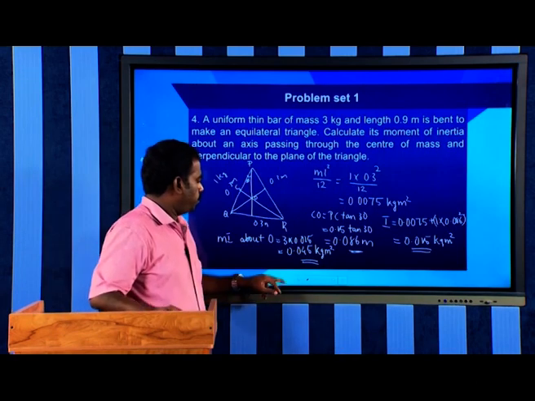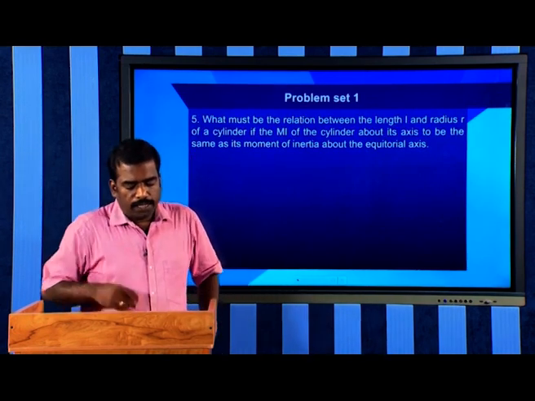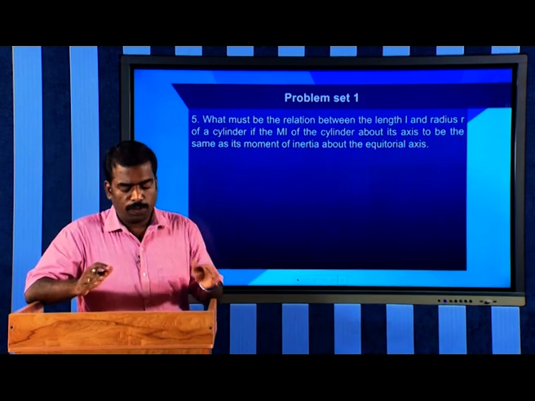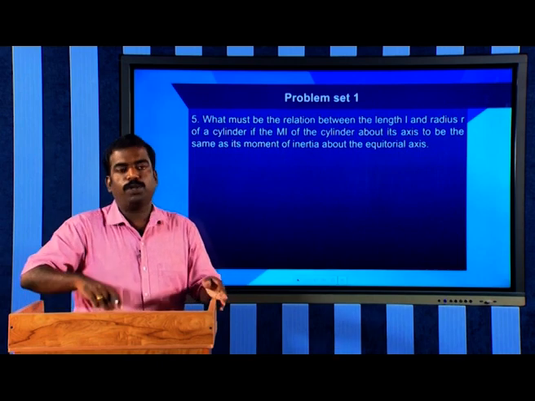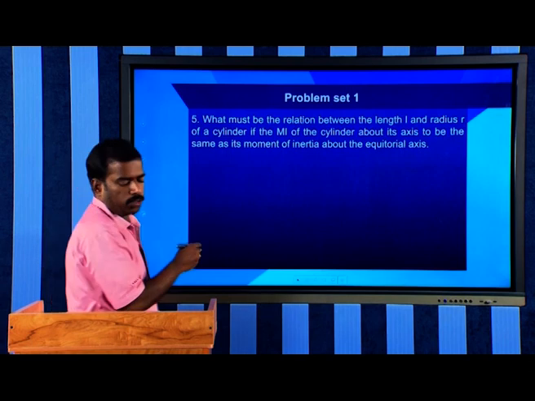So, next, what must be the relation between the length L and radius r of the cylinder if the moment of inertia of the cylinder about its axis is to be the same as the moment of inertia about the equatorial axis? It is very simple. They need the relation between length L and radius. What is the moment of inertia of the cylinder about its axis? It is m r square by 2, right.